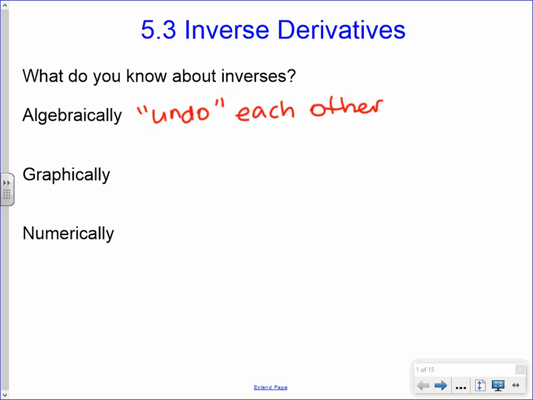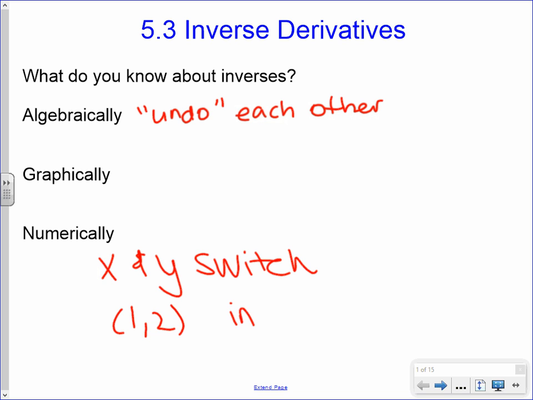Okay, pod 3, give us another one. Numerically, like a coordinate is going to be opposite. What do you mean by opposite? So like the x is going to be in the y spot and the y is going to be in the x. Okay, x and y switch. Right, so if we have 1, 2, then on the inverse we would have 2, 1. Is that what you mean? Great.